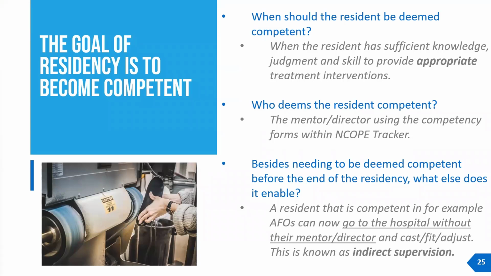Besides needing to be deemed competent before the end of the residency, keep in mind that the resident needs to be deemed competent before they can progress to what's known as indirect supervision. So if you have a resident that you want to go over to a local skilled nursing facility and cast for an AFO while you stay back at the office, they need to be deemed competent to do that. So make sure that you've done that before they go out.